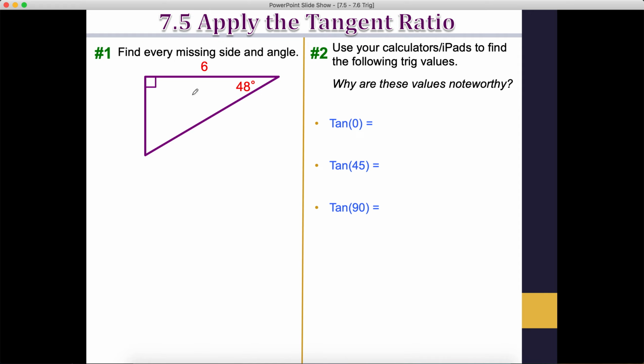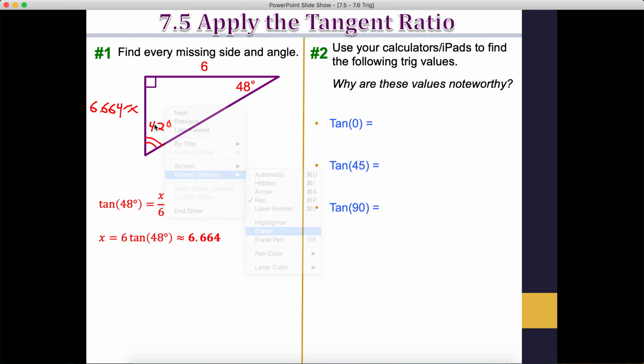If you want to pause this, go ahead. I'm just going to show the answers to this. But I guess the starting point with this would be noting that if this is 48 degrees, this right here would be 42 degrees. It would have to be because of the triangle angle sum theorem. If I stick with that 48, I could do, if I call this x, tangent of 48 equals x over 6, and I could solve for that and get that it's like 6.664. And then the only thing that we don't know is the hypotenuse.